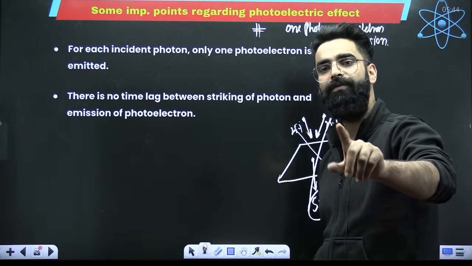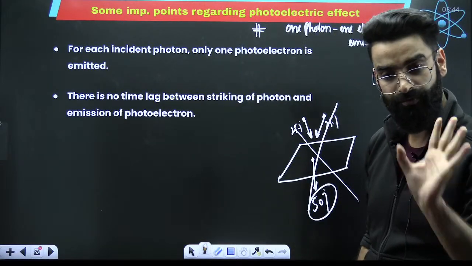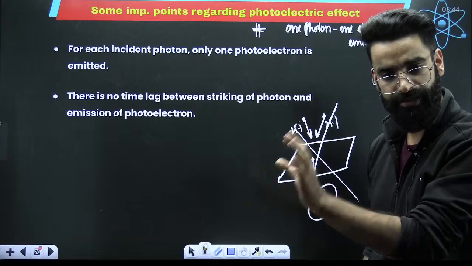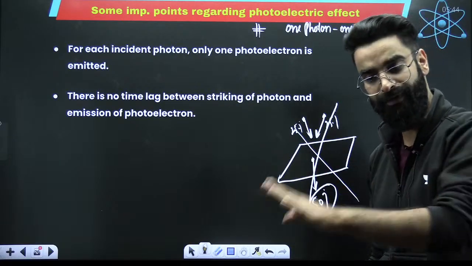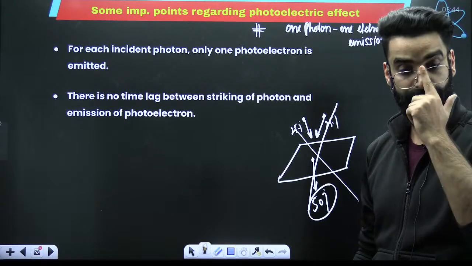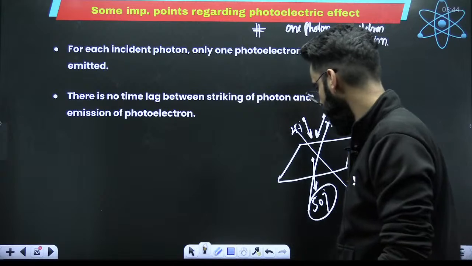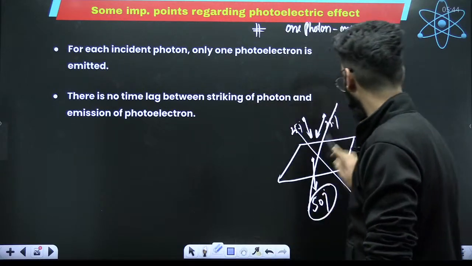One photon will take out one electron. Two photons cannot take two electrons out. One photon, one electron. One photon is going to take one electron out. Right? Two photons can never take one particular electron out. Okay? Point number one.